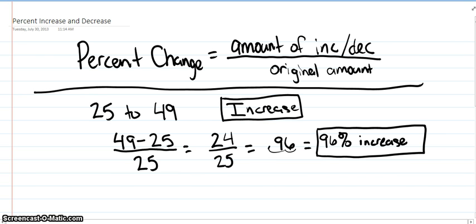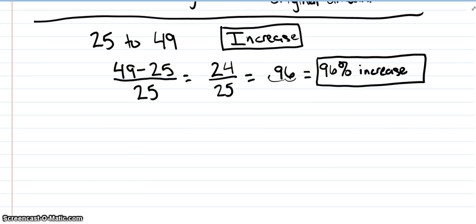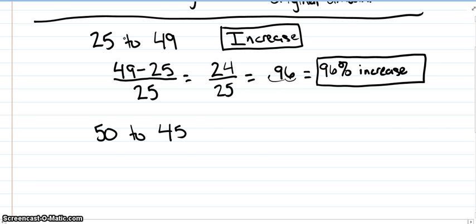Let's take a look at another one. Let's look from 50 to 45. So again, we always want a positive on top. Last time we took the second one minus the first. Now we're going to take the first minus the second because we want a positive on top. But again, first step, check if this is increase or decrease. It is from 50 to 45, so it is a decrease.